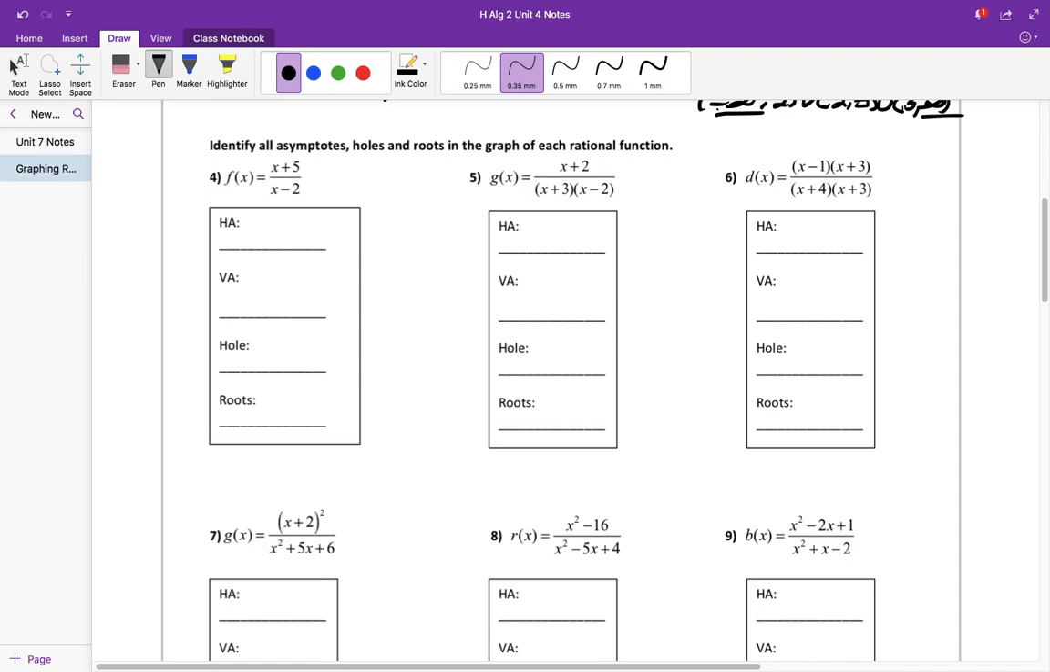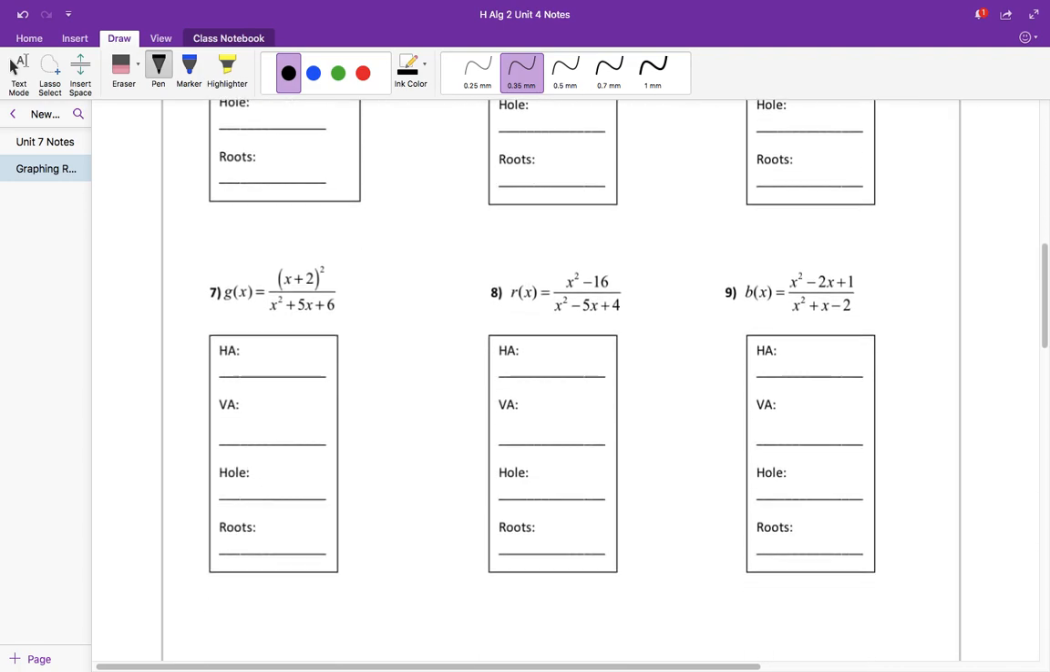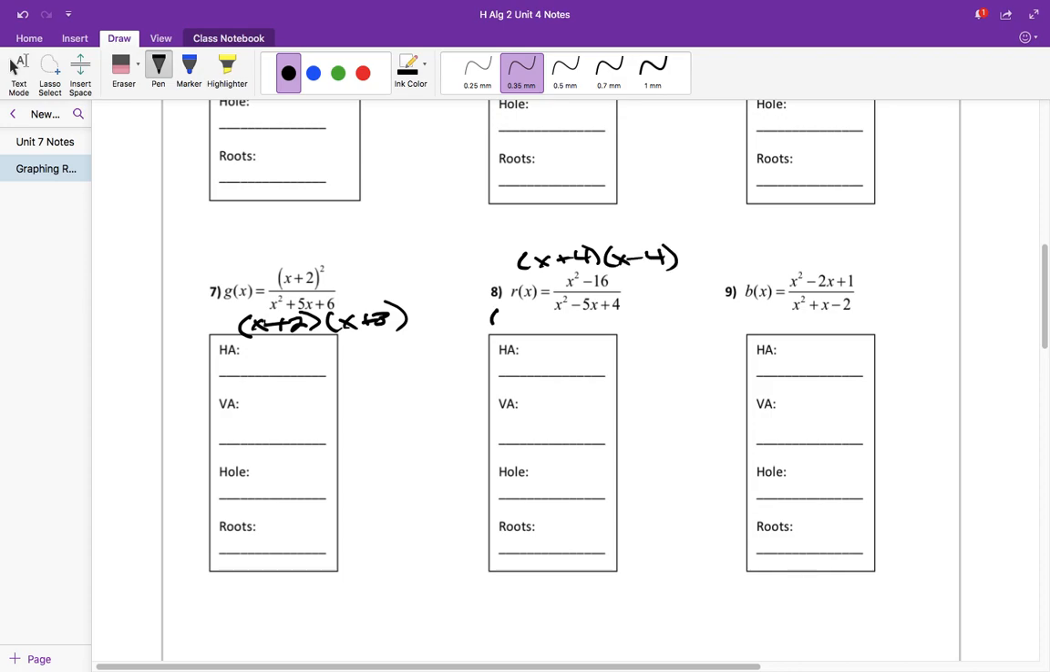I'm going to skip the ones where they've already got them factored for you because those should be hopefully pretty easy. Let's take a look at a few where they're not factored. So on number 7, we've got x plus 2 multiplied by x plus 3 for our denominator. I'm just going to go through and factor everything. So on number 8, x plus 4, x minus 4. Denominator would be x minus 4, x minus 1. And then for our last one here, you're going to have x minus 1 multiplied by itself, x minus 1, and then x plus 2 multiplied by x minus 1 there for your second factor.